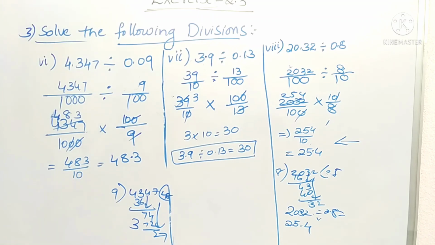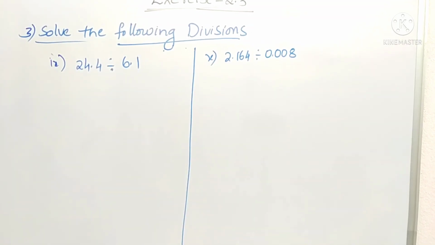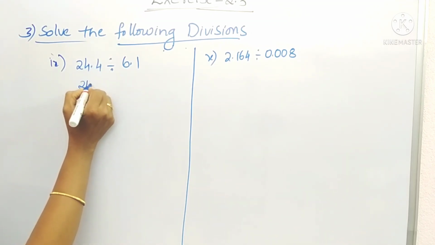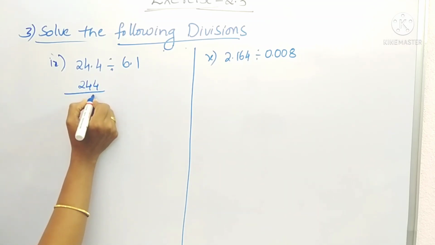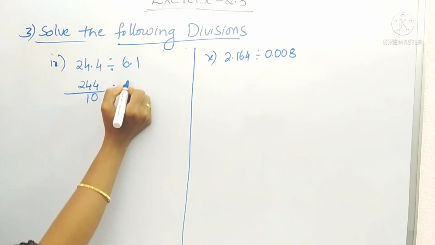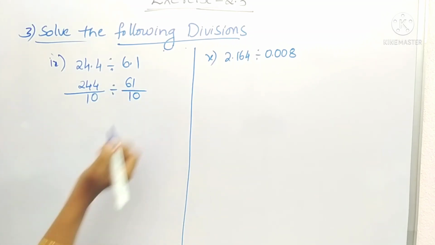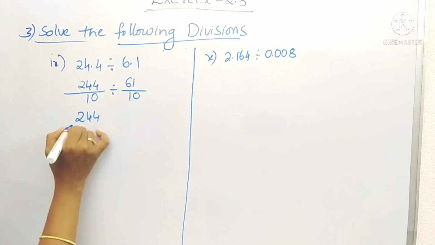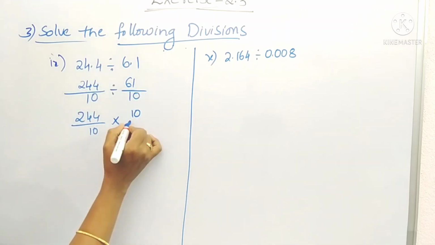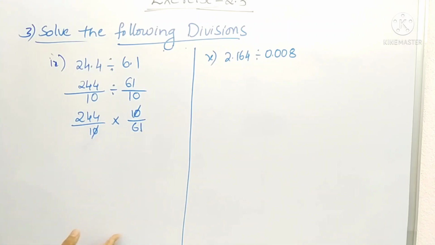And next, our ninth problem. 24.4 divided by 6.1. So here one digit is there after the decimal point. Just remove the decimal point and put 10 after it. Divided by, here also one digit is there after the decimal point. So remove the decimal point and put 10. So 244 by 10, in the place of division write into and just reverse the fraction.